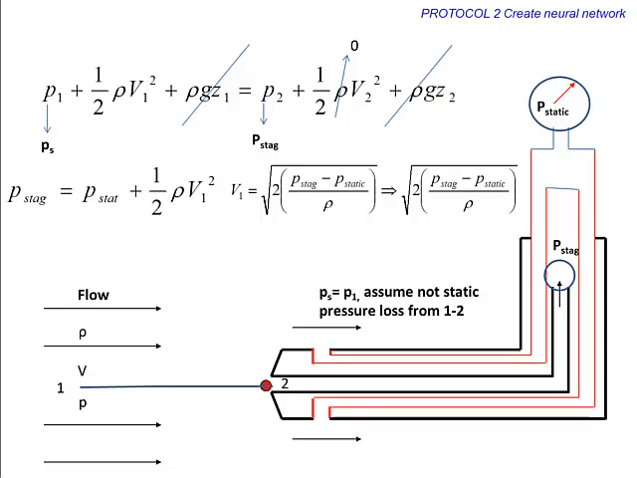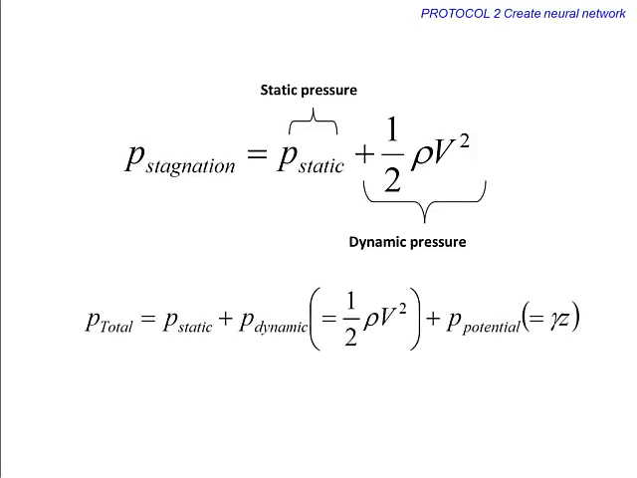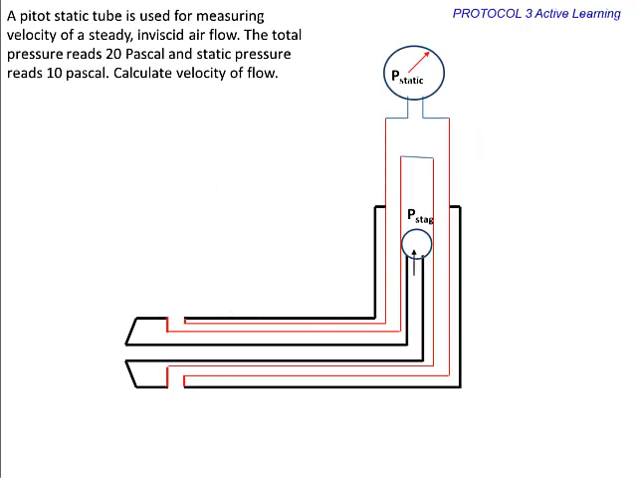Consider again the relation we have derived connecting stagnation pressure, static pressure, density and velocity. The stagnation pressure equals the static pressure plus half ρ v squared. The term half ρ v squared is called dynamic pressure. Finally, let us discuss the concept of total pressure. Total pressure at a given location of a flowing fluid is the sum of static, dynamic and its potential head due to elevation.